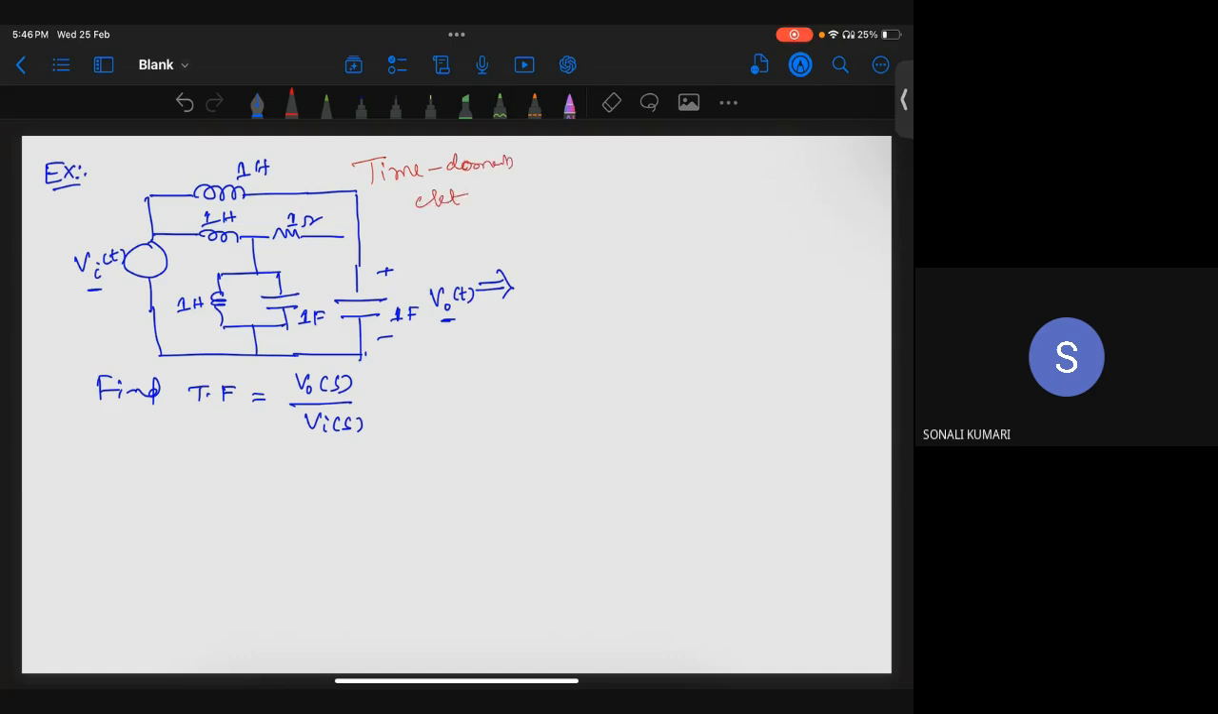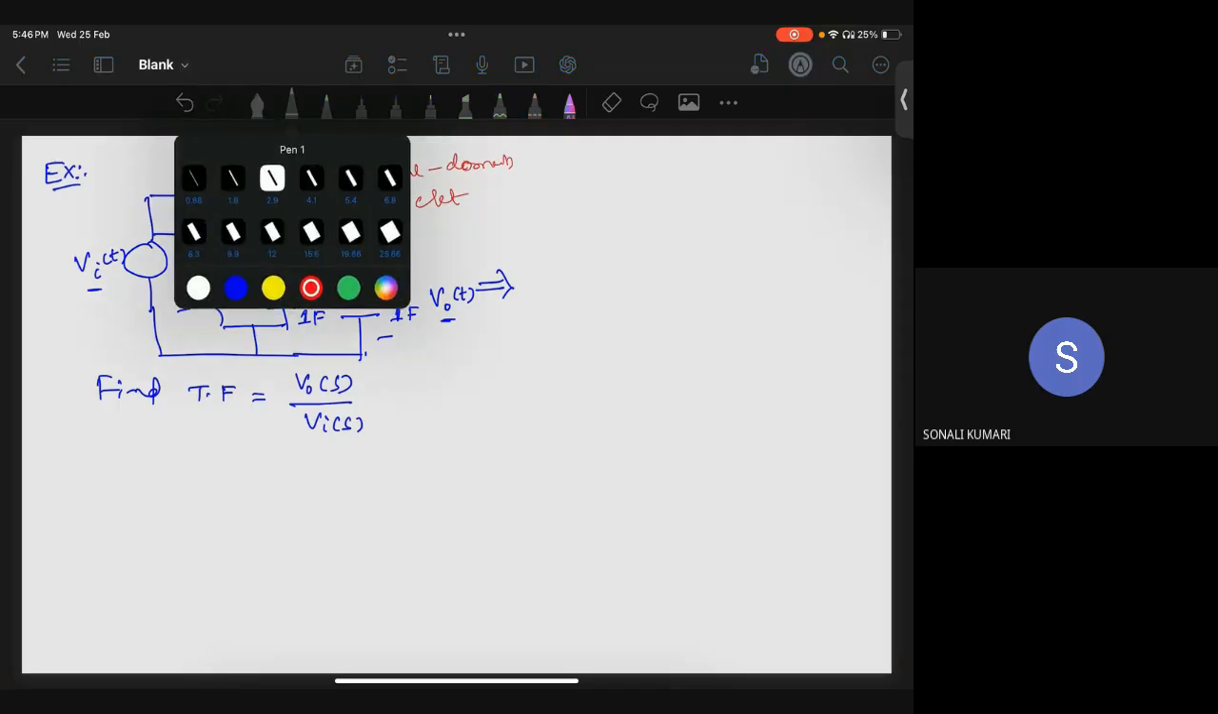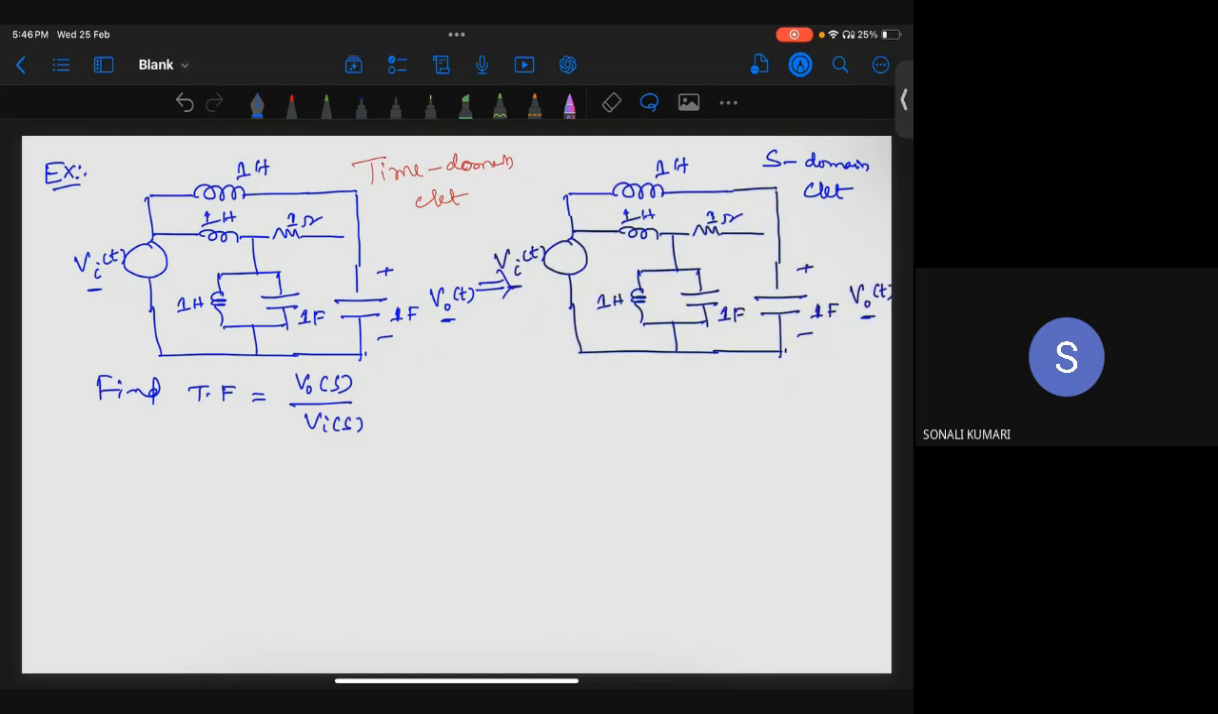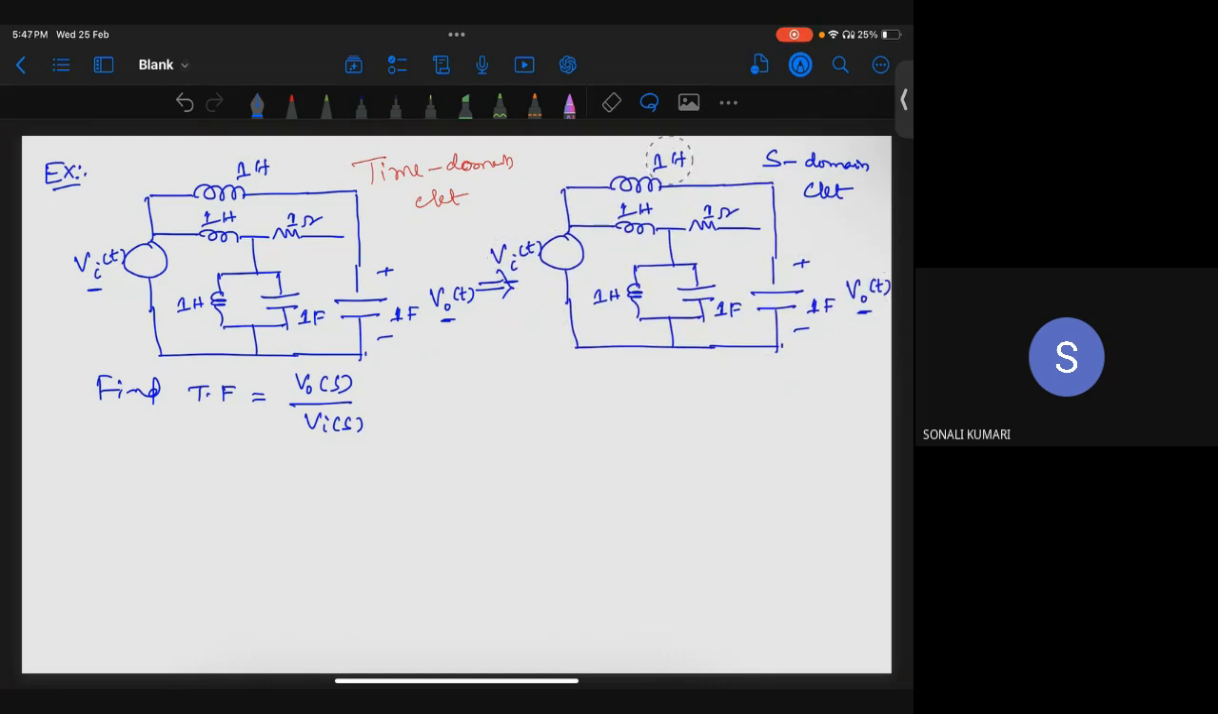We want to convert this one to the S domain or Laplace domain. So what we do is write the same circuit. Let me take this circuit, take the same circuit and replace everything with their Laplace domain elements. So this will become what?